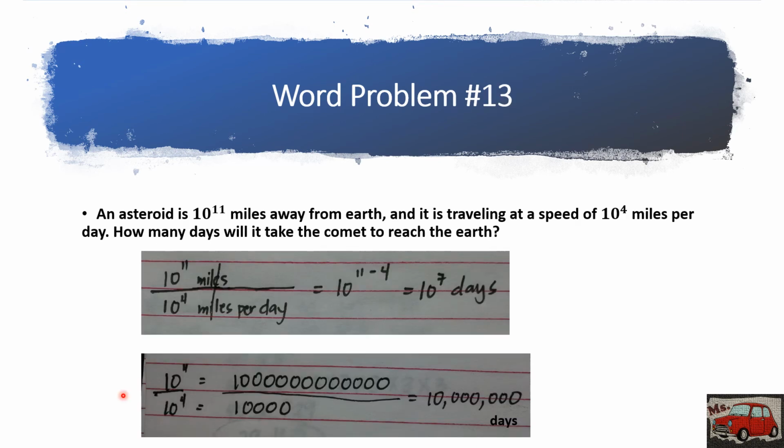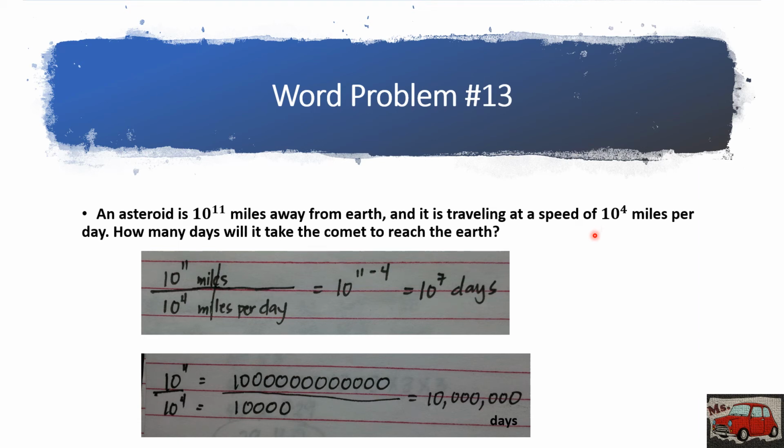An asteroid is 10 to the 11th power miles away from the Earth, and it is traveling at a speed of 10 to the 4th power miles per day. How many days will it take the comet to reach the Earth? Okay, so yung hanapin natin is gaano or ilang araw bago ma-reach ng isang comet yung Earth kung ang layo niya ng asteroid from Earth is 10 to the 11th power miles at yung bilis ng pag-travel niya is 10 to the 4th power miles per day.